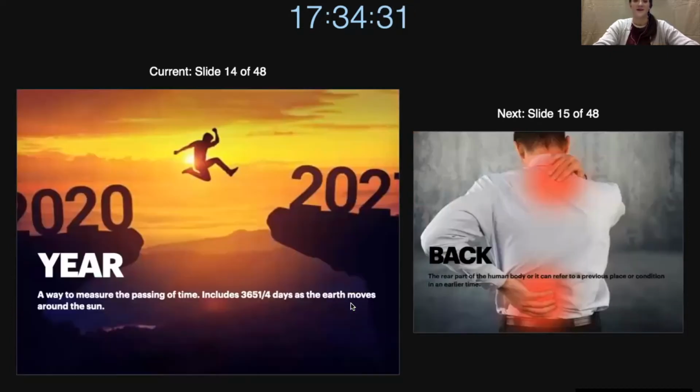The first one we have is year. Year is the passing of time based on the days that the earth moves around the sun. So the way that the earth moves around the sun means that the sun will come up, this is the sun, and it will go down. And based on one cycle of the sun coming up and going down, we add 1 day.